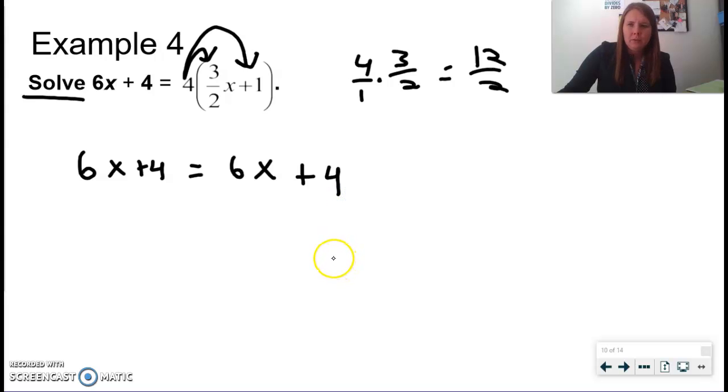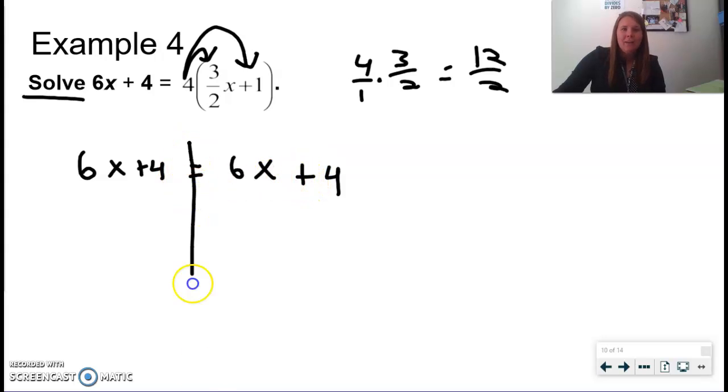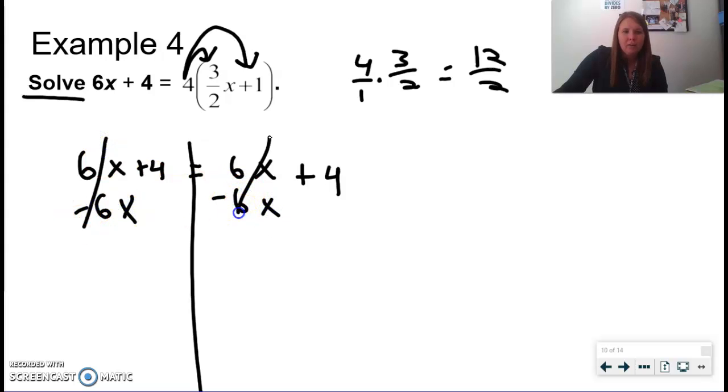What do you notice about this equation? Stop and answer the question. What I notice about this equation is that they're the same exact equation. So if I really actually wanted to solve these, wouldn't any number for x work? I could put 2 in here. Okay, 6 times 2 is 12. 12 plus 4 is 16. It's still going to make the same thing on this side. In theory, I could solve this out and subtract 6x from each side. They cancel each other out, and I get 4 equals 4.